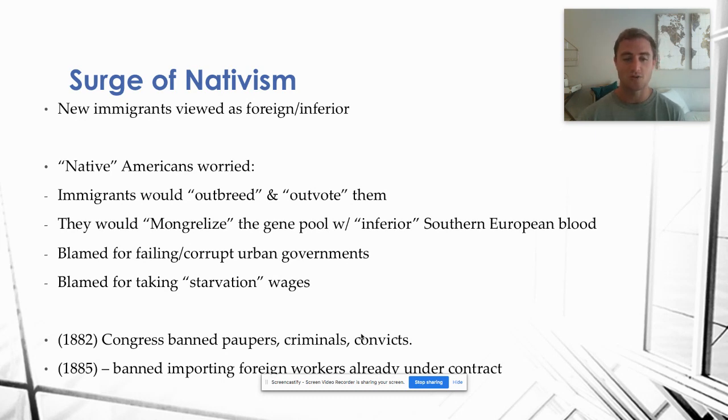In 1882, Congress bans paupers, criminals, and convicts from immigrating to the United States. They're also going to ban importing foreign workers already under contract, which was essentially an attempt by business to create indentured servitude, which was banned by the 13th Amendment.